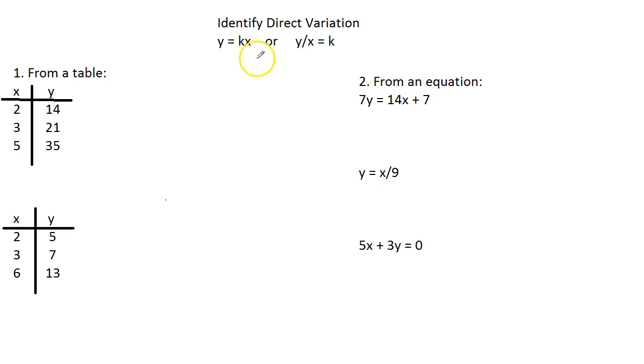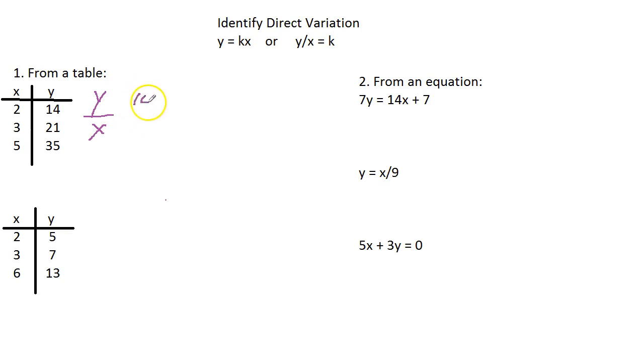We have y equals kx, that is the main formula. An alternate way of writing this by solving for k is y divided by x equals k. K is your constant of variation. So what we're going to do is use this second formula here. We're going to take our y values and divide them by our x values. If we get the same value every time, then we have direct variation.